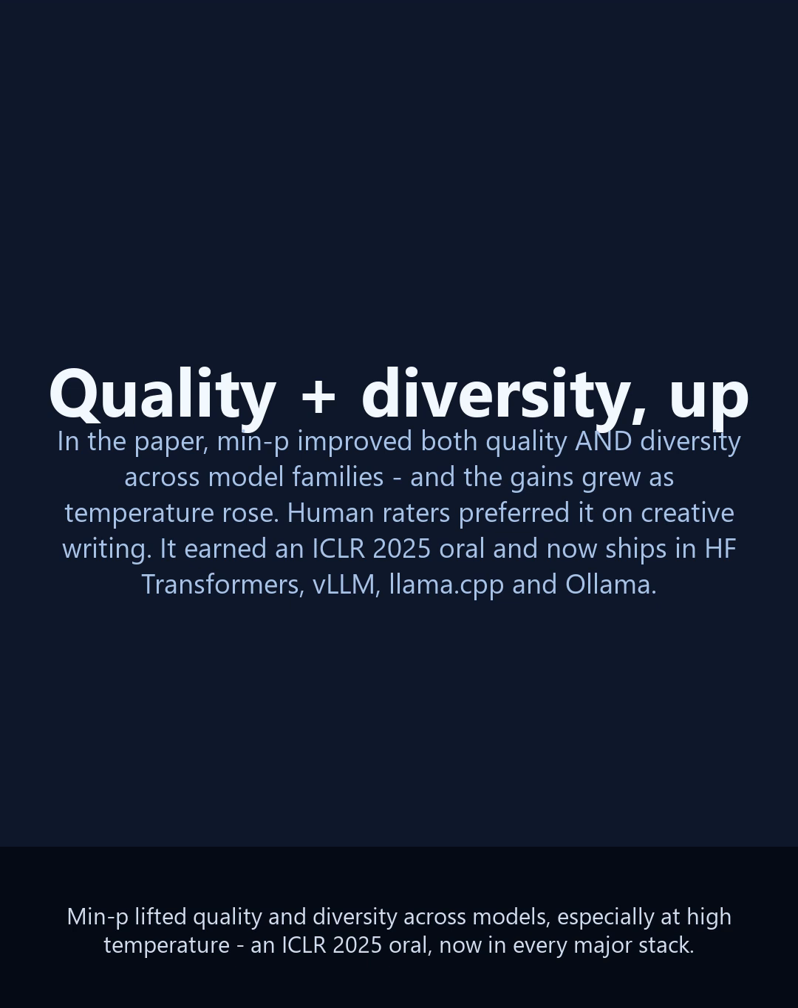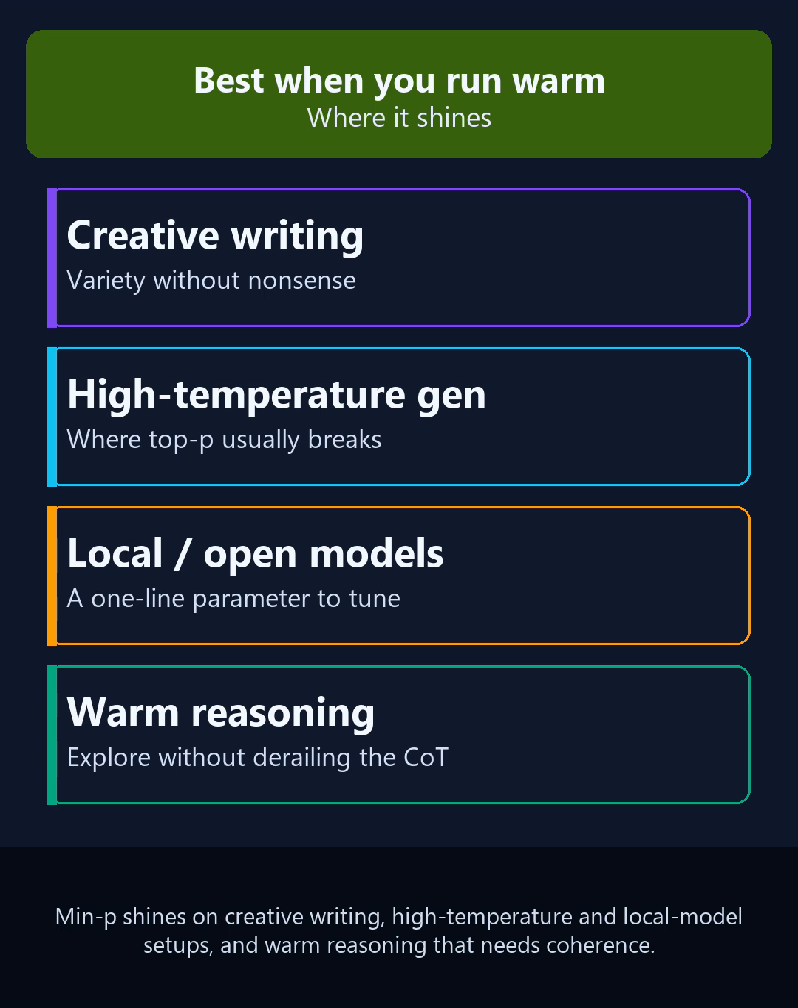Does it actually work? In the paper, MinP improved both quality and diversity across model families, and the gains grew as temperature rose. On creative writing evaluations it beat top P, and human raters preferred its outputs. The method was strong enough to earn an oral at ICLR 2025, and it now ships in Hugging Face Transformers, vLLM, llama.cpp, and Llama. Where does it shine?